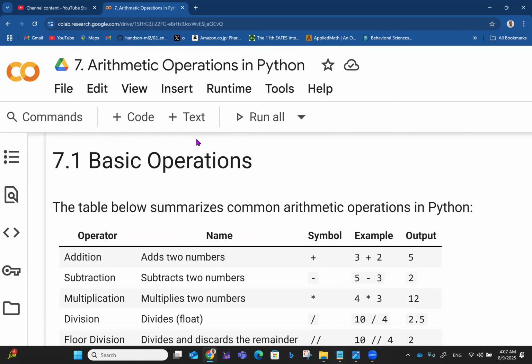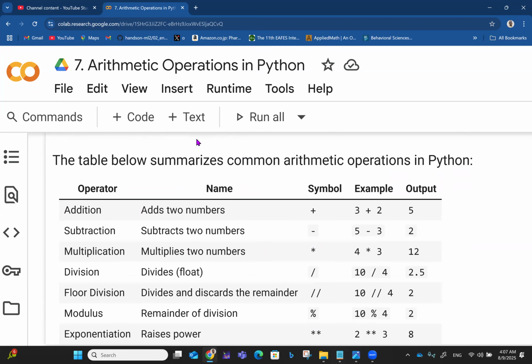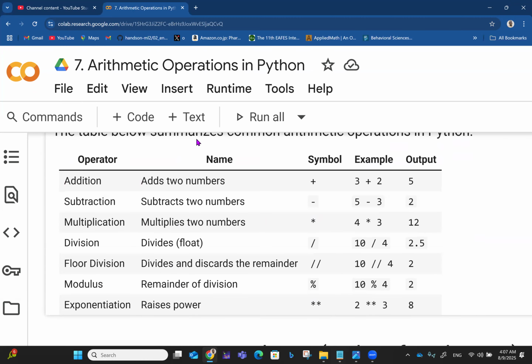So basic operations. When we talk about arithmetic operations in Python, the table below summarizes common arithmetic operations in Python. We have addition, which adds two numbers, and the sign is plus. So 3 plus 2 is 5. That's normal. We have subtraction, where you subtract one number from another. The symbol is minus. So you have 5 minus 3, 2.